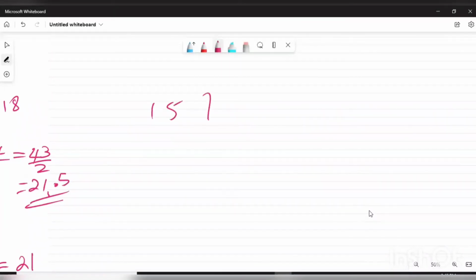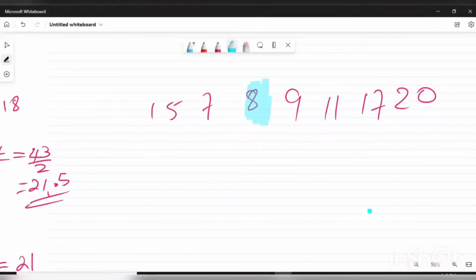1, 5, 7, 8, 9, 11, 17, 20. Now, 1, 2, 3, 4, 1, 2, 3, 4, 5, 6, 7, 8. Let me use this to explain. If we try to find the median now, we would have had to use these two numbers. So the median is not them. The median is 8.5.